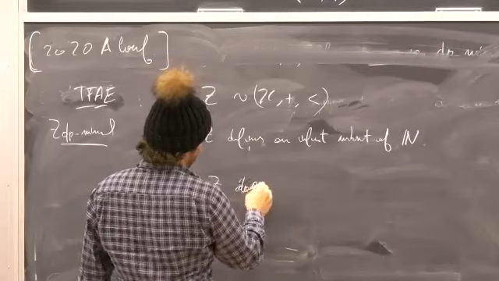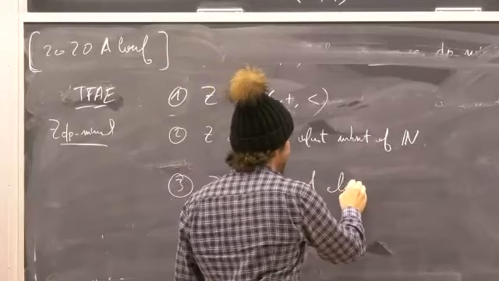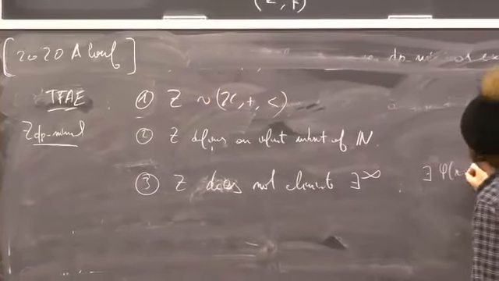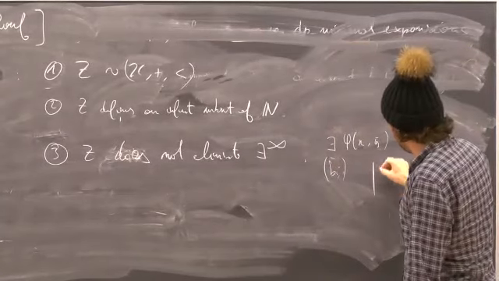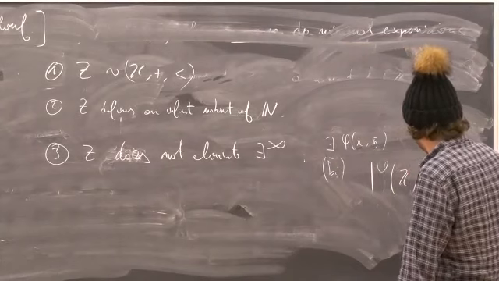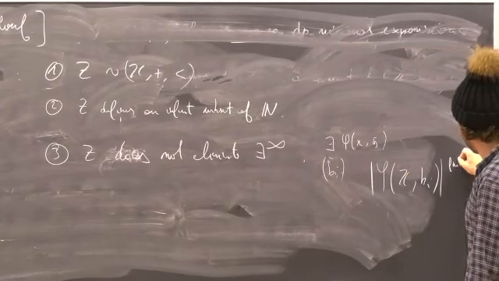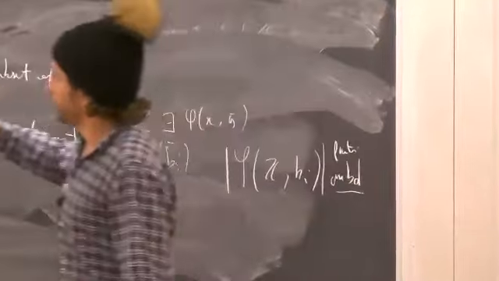Z does not eliminate there exists infinity, by which we mean that there exists a formula phi of x, this is one variable, and some tuple of parameters b, such that this defines always finite sets, but of growing size, like phi of z, b_i. The cardinality of this is finite and unbounded.